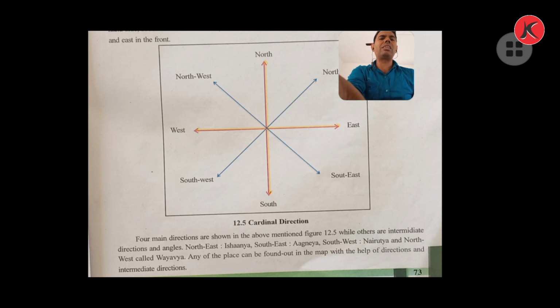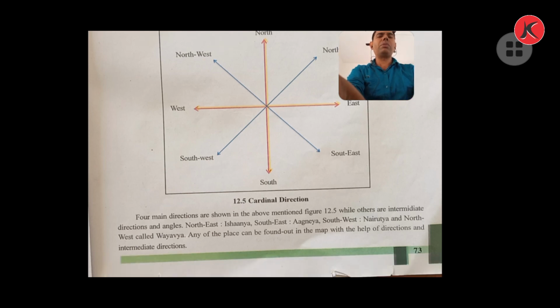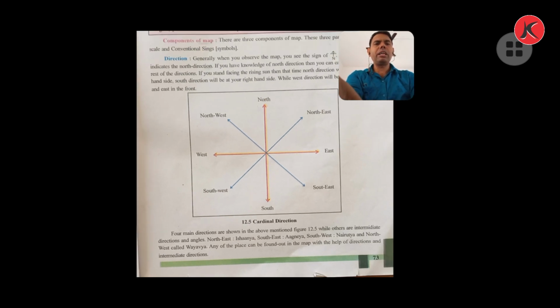So between north and east is northeast, east and south is southeast, south and west is southwest, and west and north is northwest, okay. These types of subdirections are also there. It is mentioned with the blue lines. So any place can be found out in the map with the help of directions and the intermediate directions.